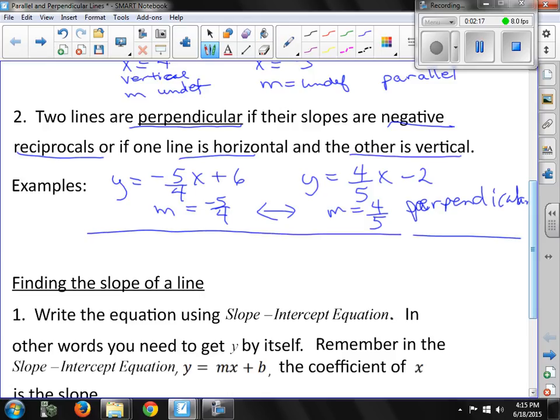Another example might be y equals 7 and x equals -2. This one is a horizontal line and its slope is 0. This one is a vertical line and its slope is undefined. They are also perpendicular.